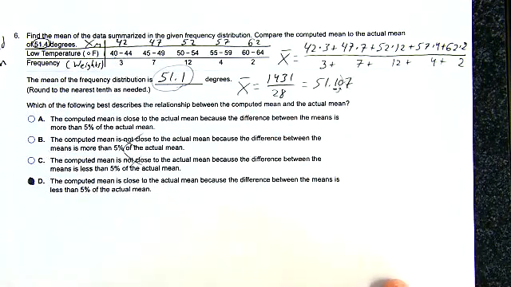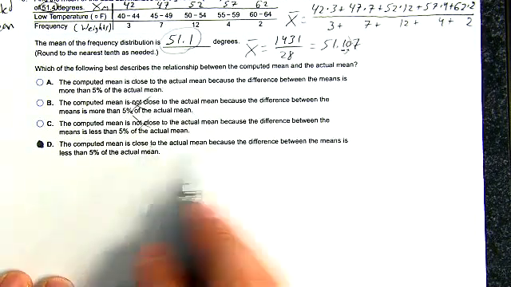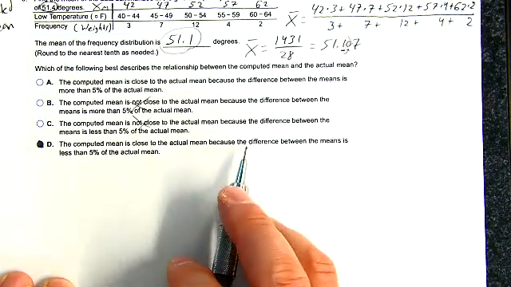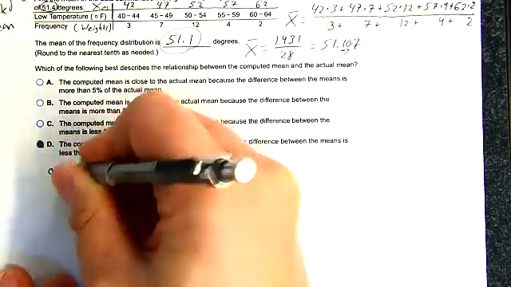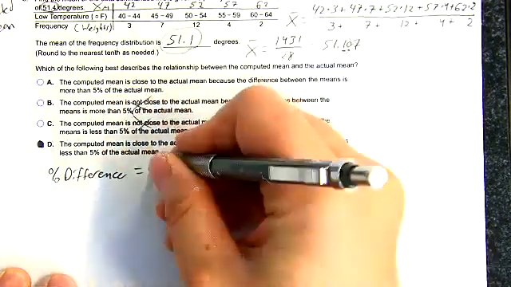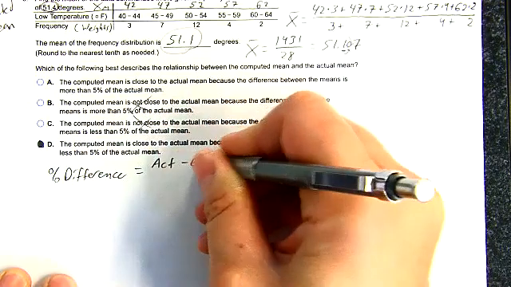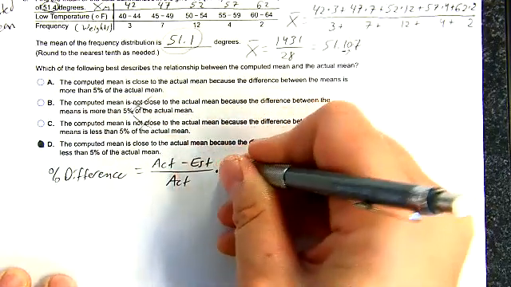Now, I have to show you how to calculate that, though. So they just did a percent difference calculation. Percent difference, and you'll use this in your science courses a lot, is equal to the actual number minus the estimate divided by the actual times 100%.